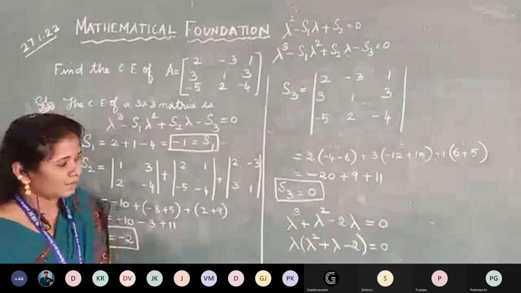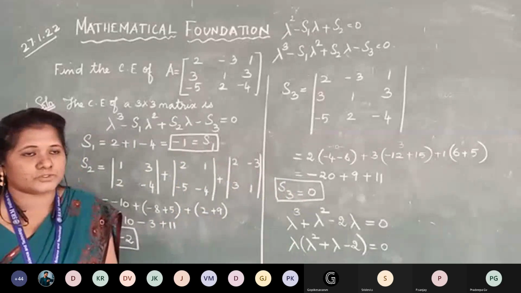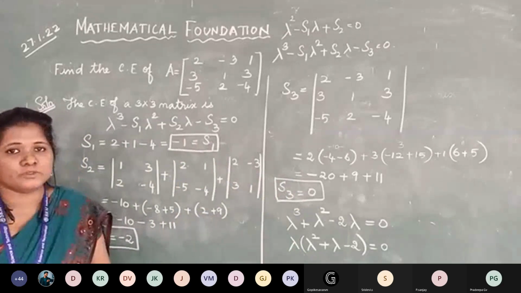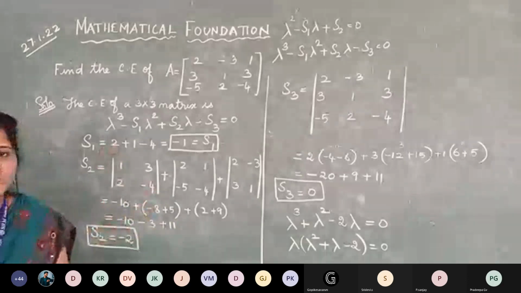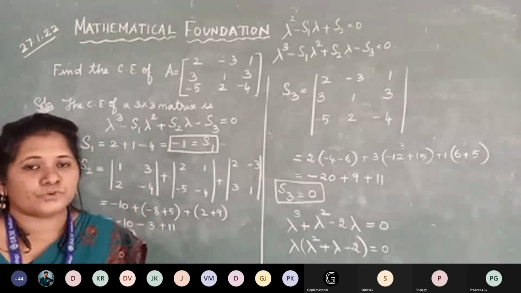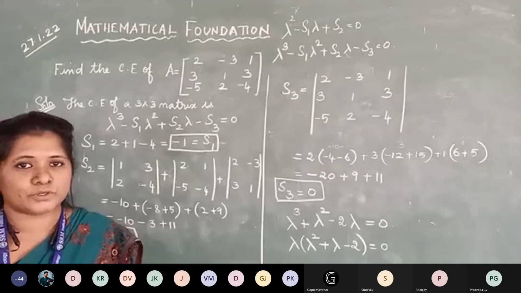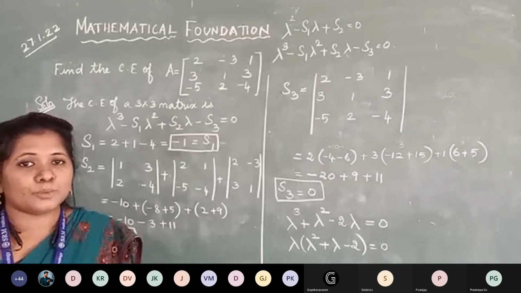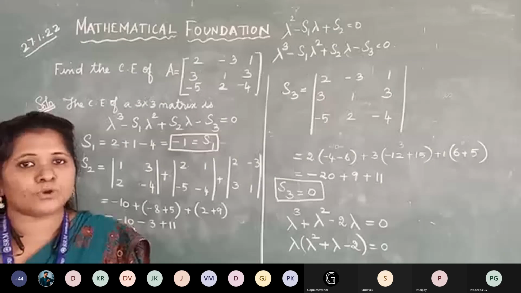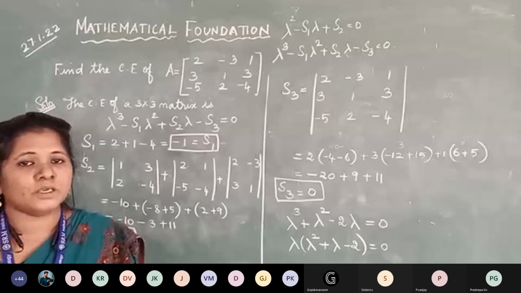Take it like this, and then you have to solve it, get your eigenvalues. First, I'm not going into eigenvalues. First, you have to know how you're finding out your characteristic equation. So for a 2 cross 2, what is your characteristic equation? 3 cross 3, what is your characteristic equation? That is your basic. You have to know how you're going to find out your characteristic equation.